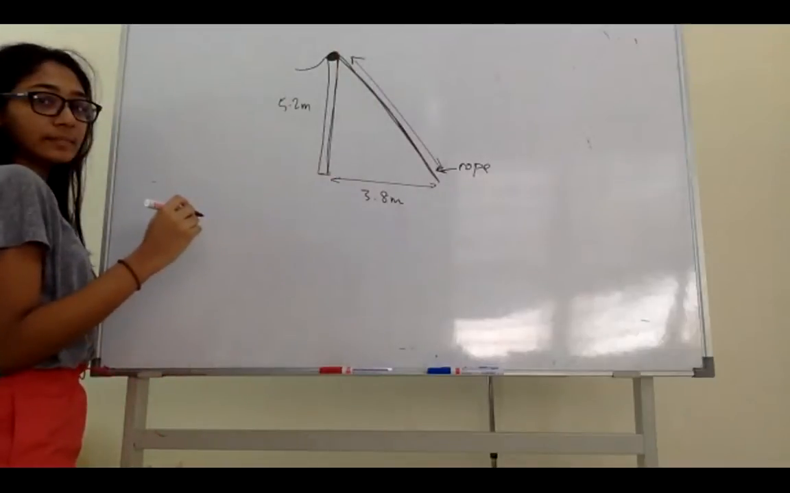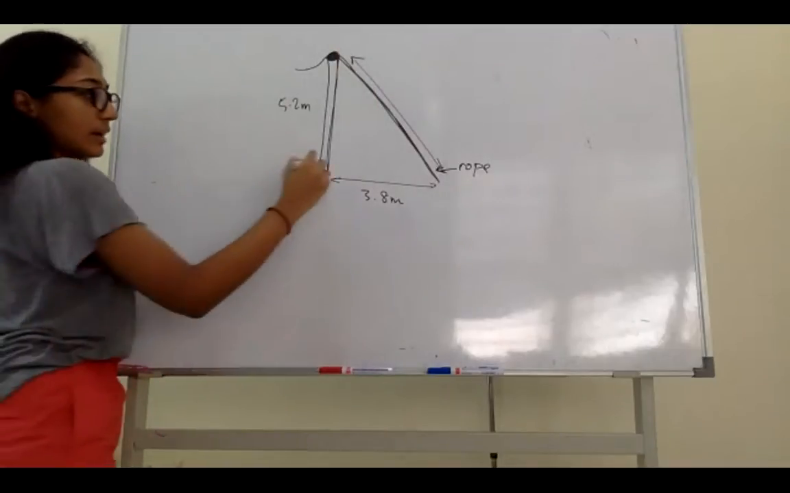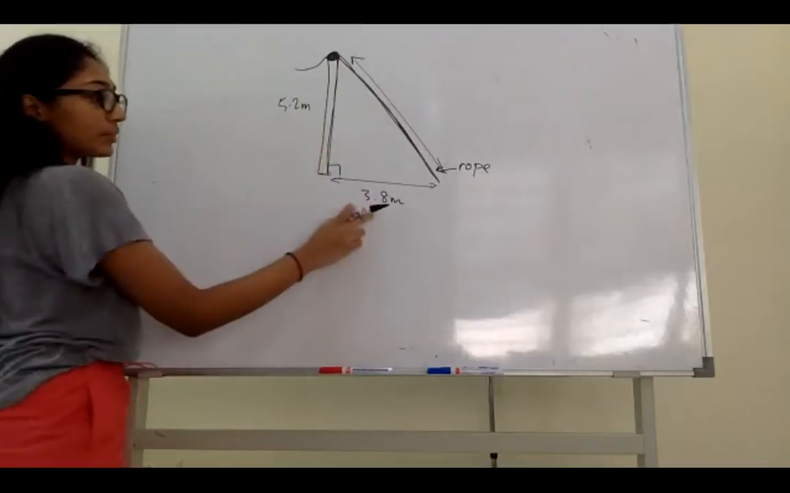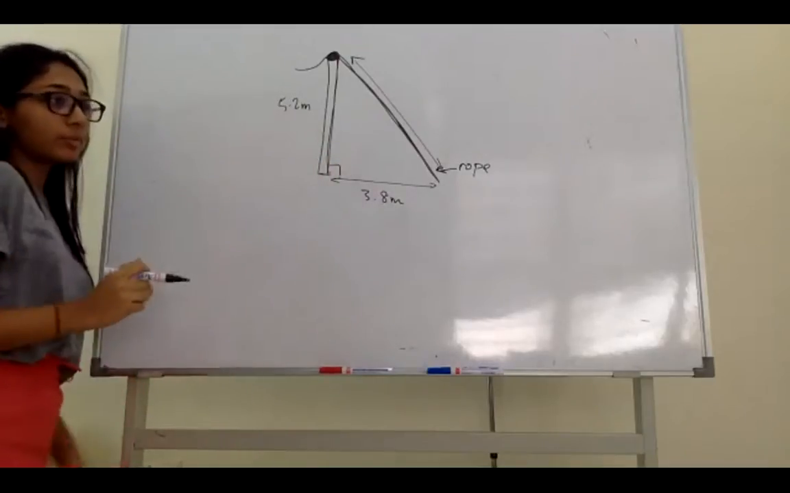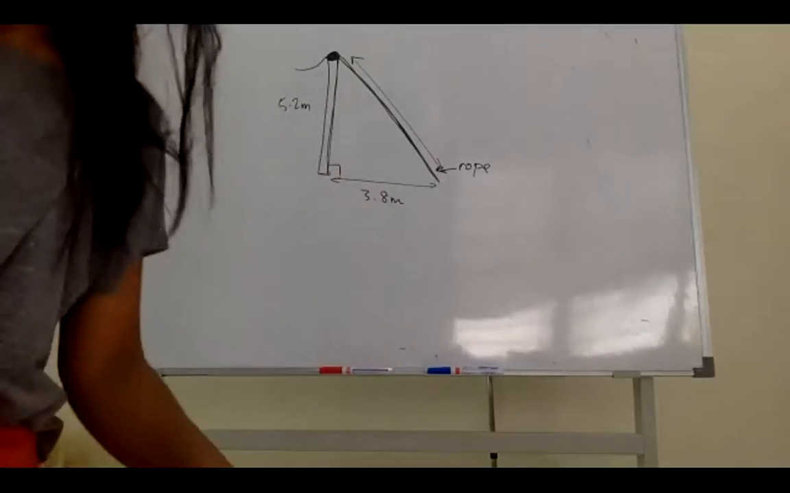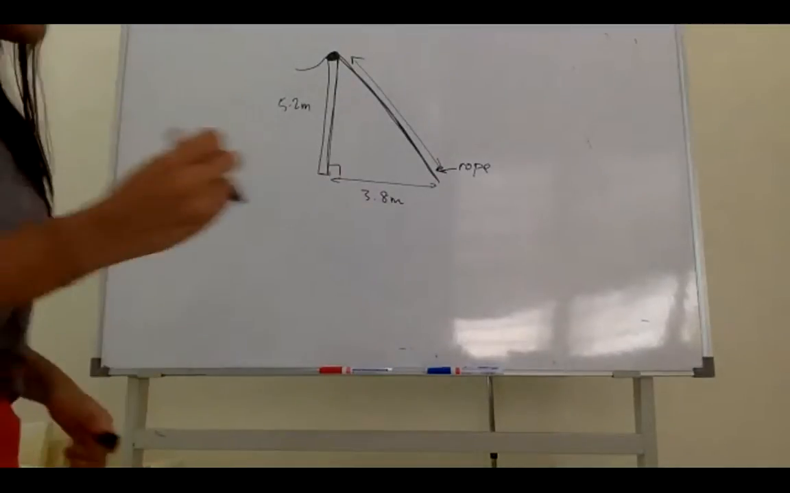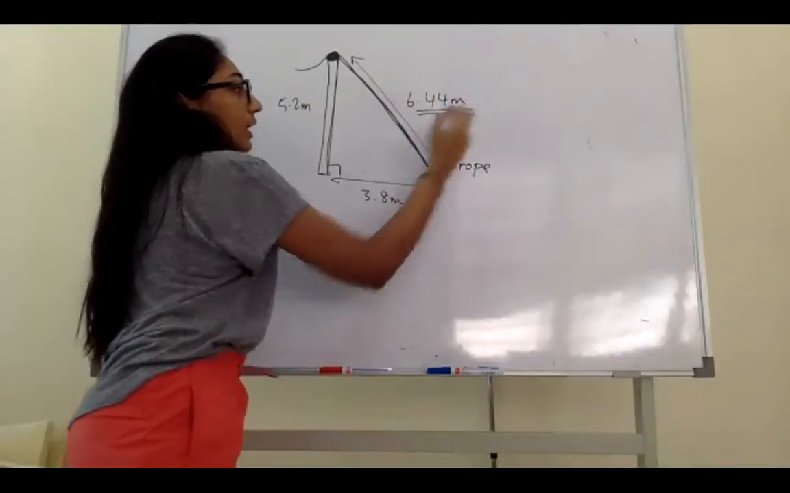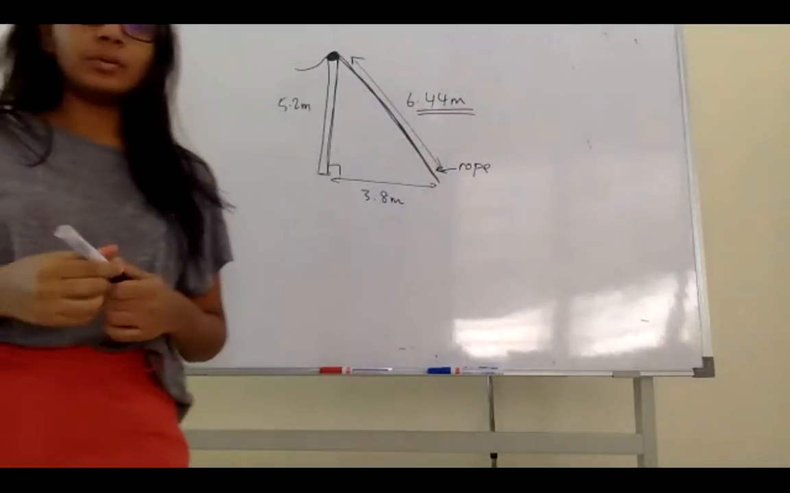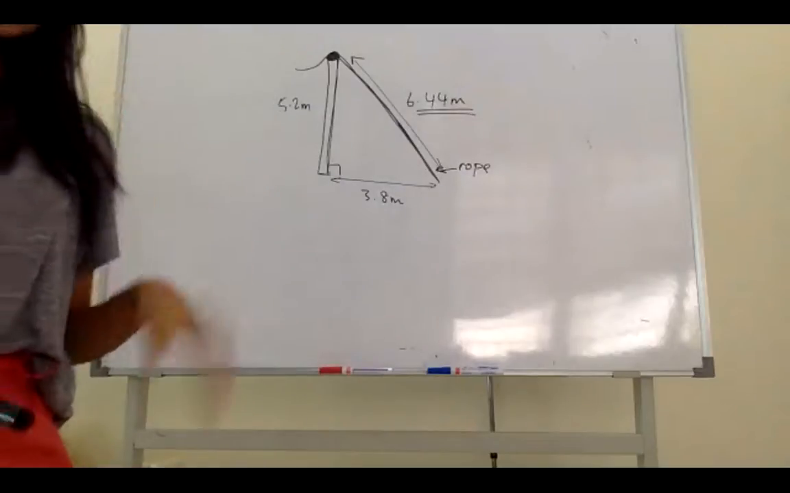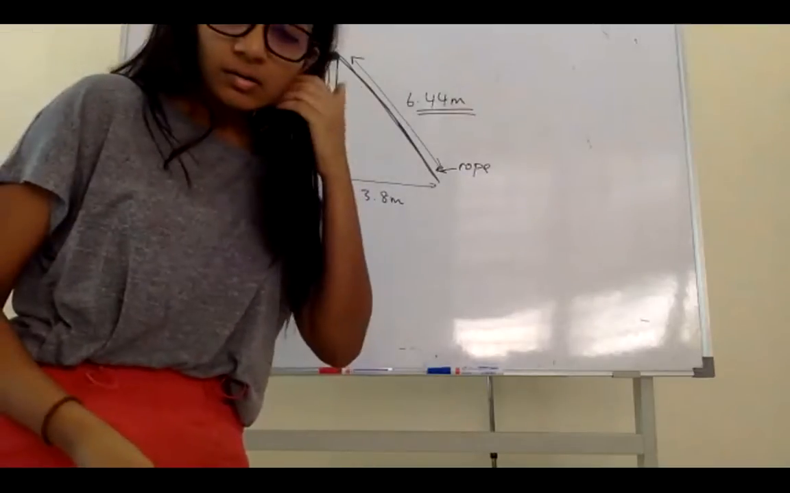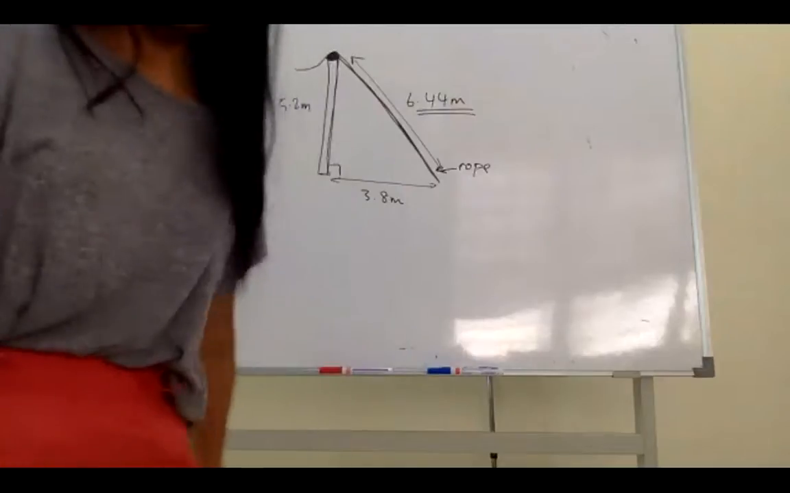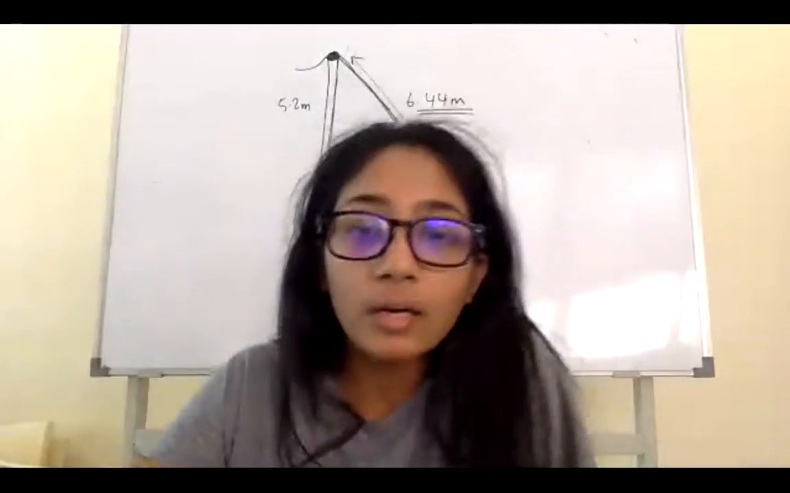Can you understand? Yeah, sure. Just use Pythagoras theorem. So 3.8 square plus 5.2 square. And then you square root that, you should get 6.44. So the length of the rope is 6.44. Yeah, I only put 6.4 because you said to round it up to the first decimal place. Oh, does it say that? Yeah. Okay, then 6.4.